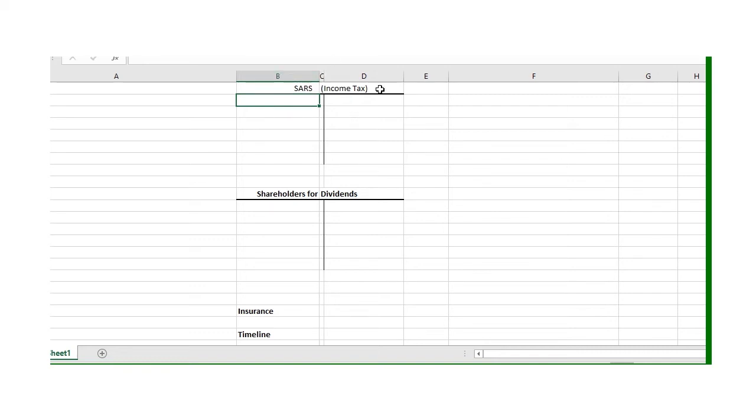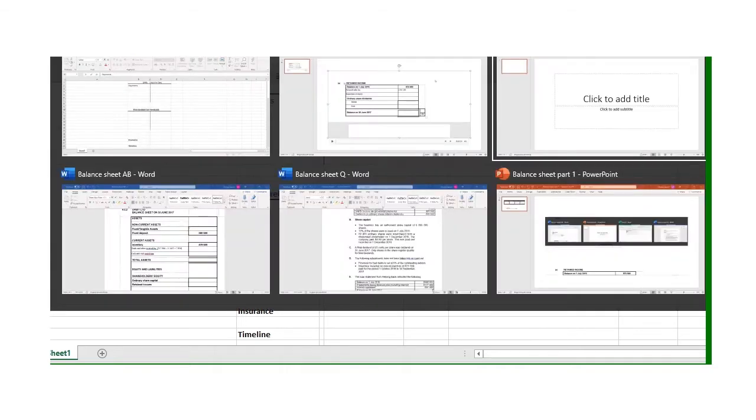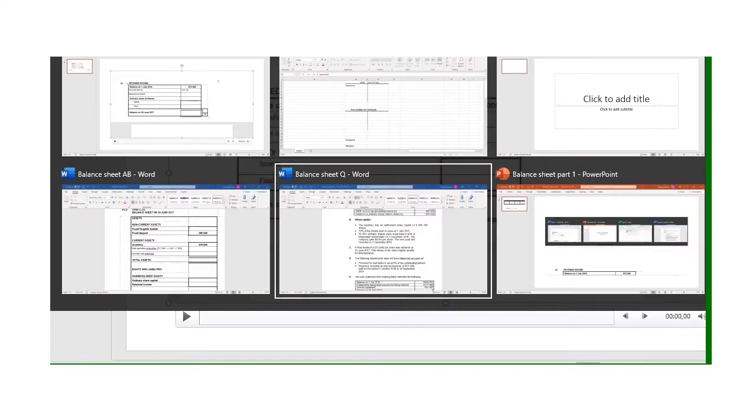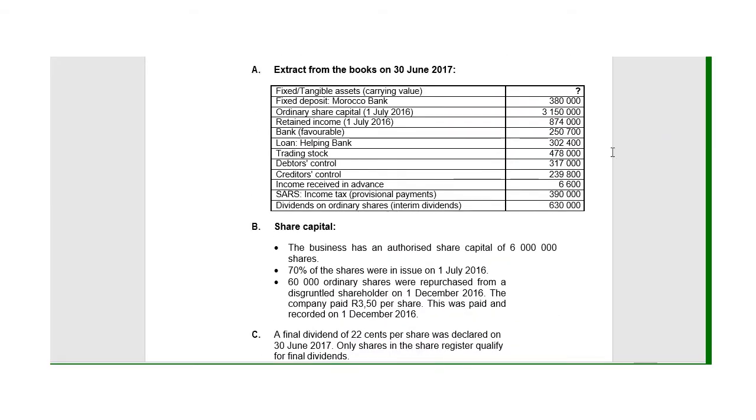Okay, the SARS income tax account, you should know the layout. On the debit side, we'll have whatever we paid to SARS. And on the credit side, we'll have what the actual tax for the year is. So on the debit side, I'll have whatever payments we made. So let's see if I can pick that up first of all. There it is.